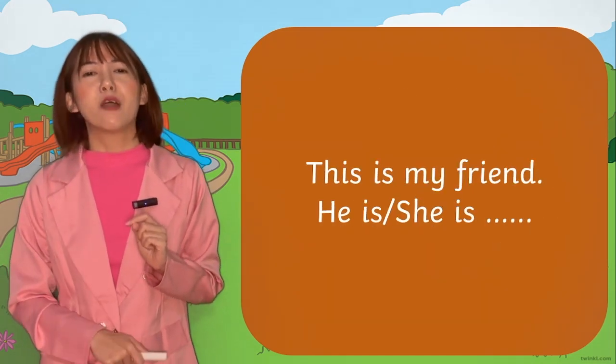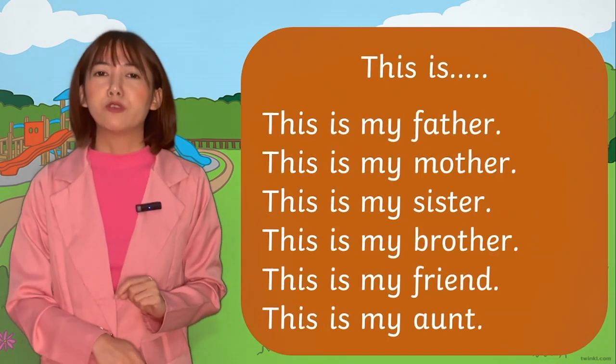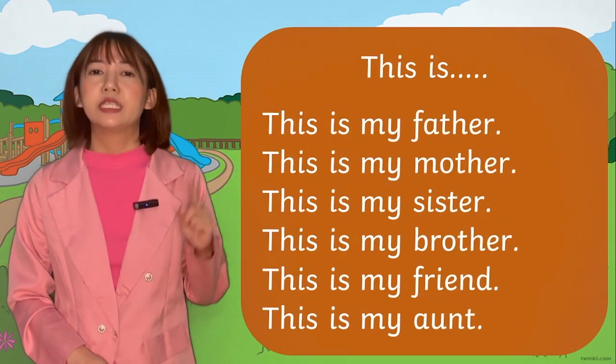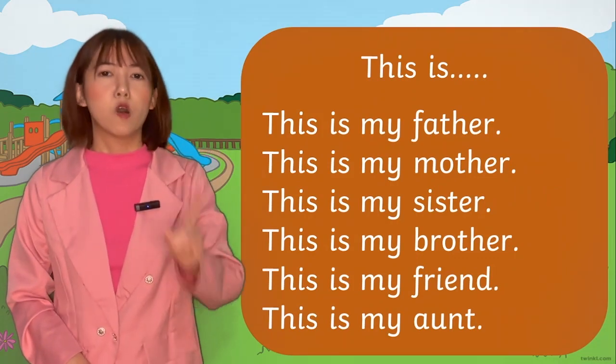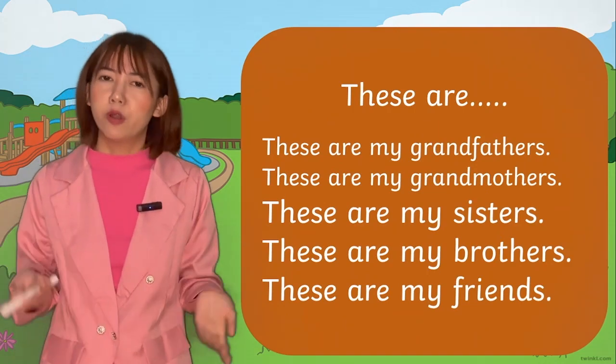Okay, for singular, we have to use this is. For plural, we have to use these are. This is for singular, for only one person, only one thing. And these are for plural now.